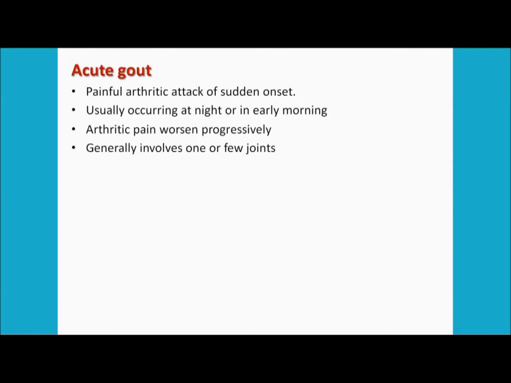Moreover, acute gout generally involves one or a few joints in the human body, and the most common site of initial attack is the metatarsophalangeal joint, right?